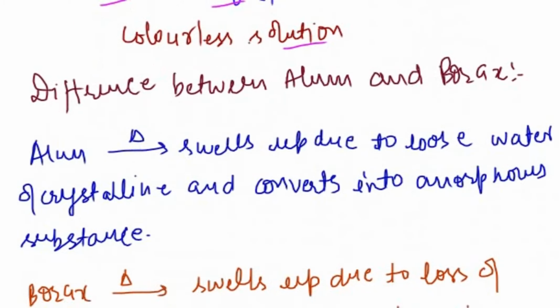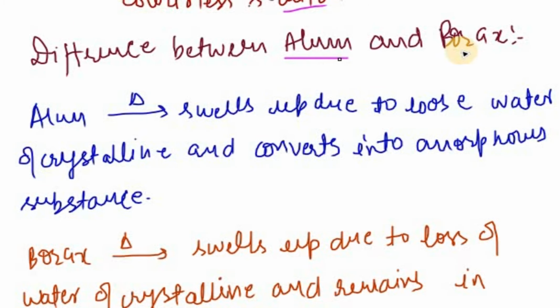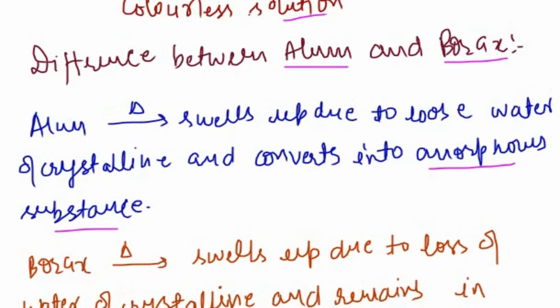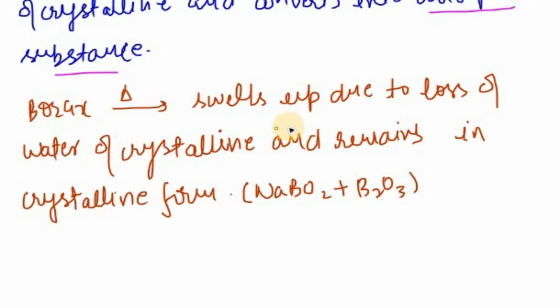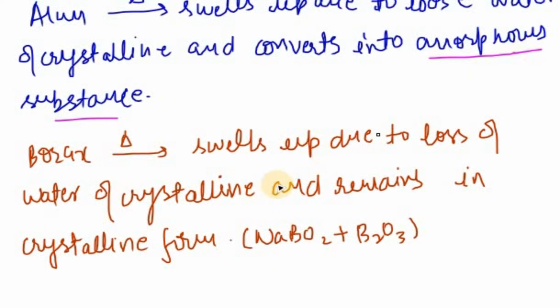and this converts into a colorless solution. So what is the difference between alum and borax? When we heat alum, it swells up due to loss of water of crystallization and converts into an amorphous substance. And when we heat borax, it swells up due to loss of water of crystallization and remains in crystalline form. So this is the difference: alum gives an amorphous substance, and borax gives the crystalline form of the remaining substance apart from the water of crystallization.